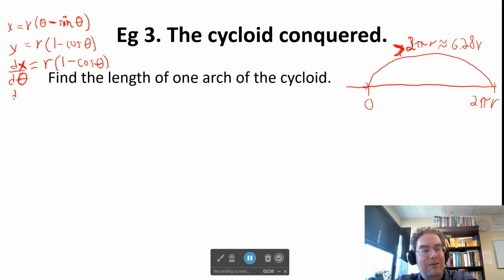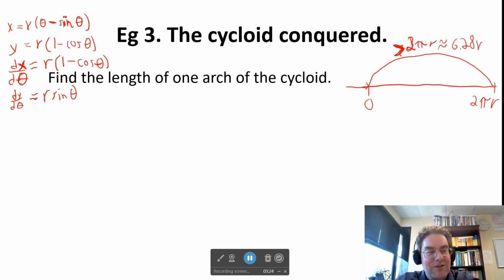And then dy over d theta. Similarly, r is a constant multiple that we can pull out. This time, the 1 is just going to go away and differentiate to 0. And in fact, the minus sign is also going to go away, because when we differentiate cosine, we get a negative that will cancel with the negative that we already had. And so we end up with just r sine theta for our dy over d theta.